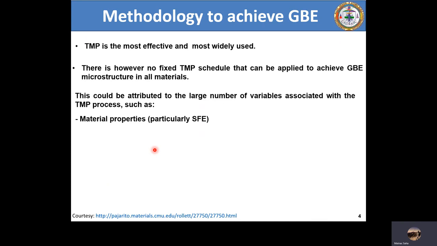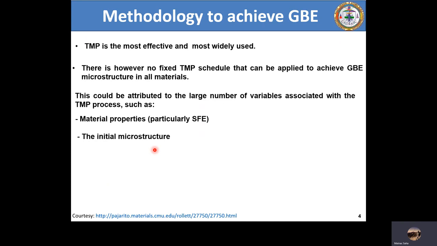If we are looking at FCC materials which have low stacking fault energy, and FCC materials with high stacking fault energy, like aluminum, grain boundary engineering is very hard to employ in such high stacking fault energy materials. Number one. Secondly, for the same reason, we will have very high stacking fault energy in the case of BCC materials. Grain boundary engineering is very hard to employ there.